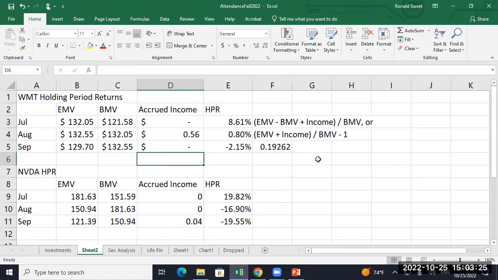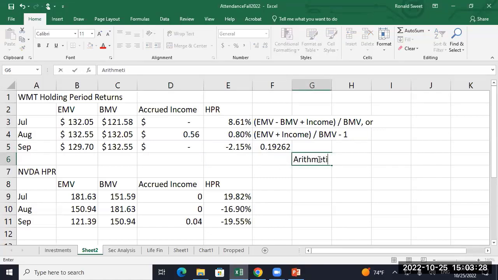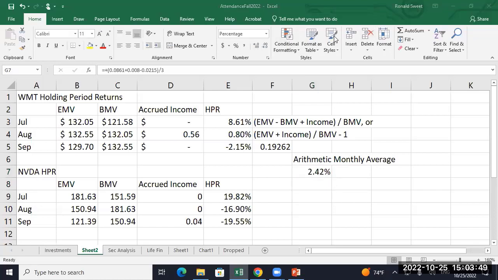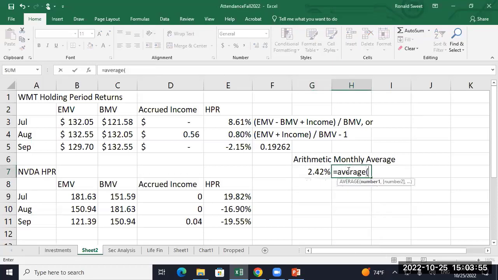So for Walmart, the arithmetic average, this is a monthly average. It's real straightforward. We just take 0.0861 plus 0.008 minus 0.0215, divide by 3, we get 2.42%. How could I do that in Excel? Pretty straightforward. It's just average. In Excel, equals average, you just link them and 2.42%. There's their arithmetic average.